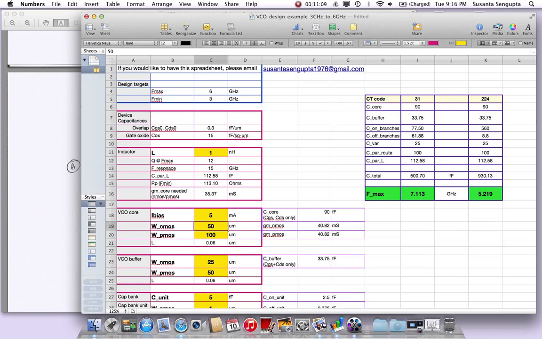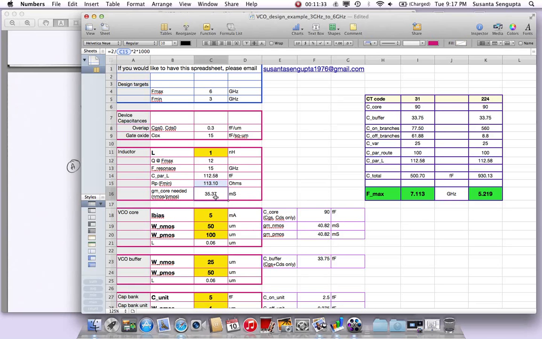It doesn't have to be 1 to 2, but in most technologies the PMOS to NMOS ratio is about 2. Sometimes it's 2.2, sometimes 2.5. This is just, again, an initial value to put in and see how much it would give. If I do that, it boosts my GM to roughly 40 millisiemens, which is more than this. So this is probably a good point to start with.